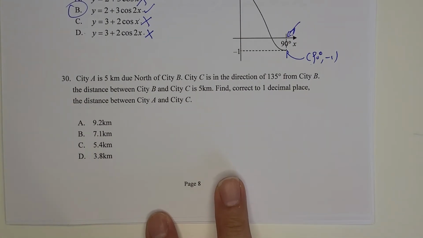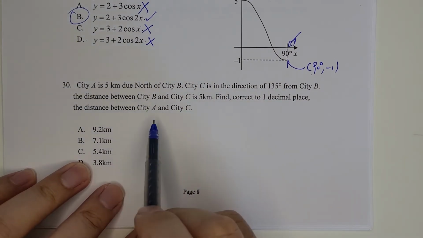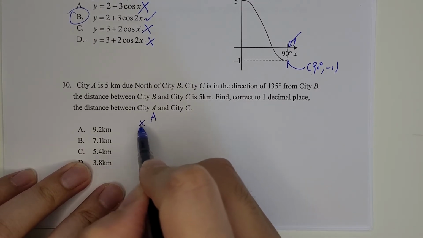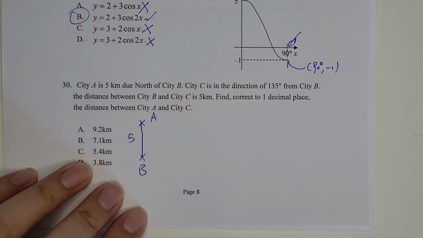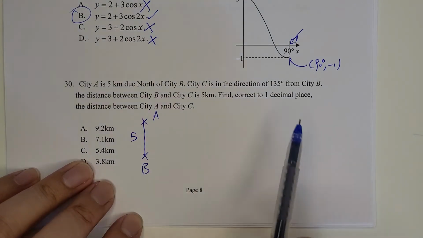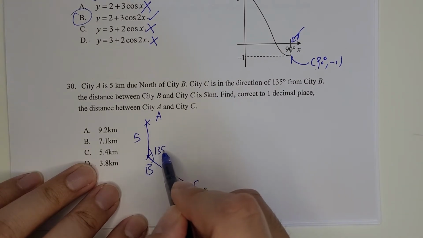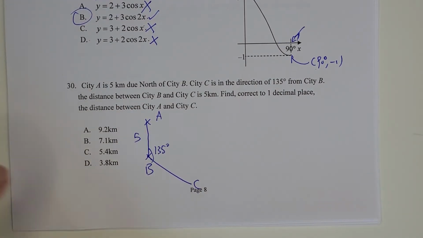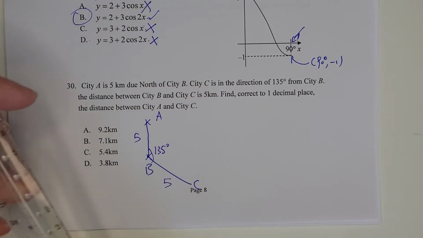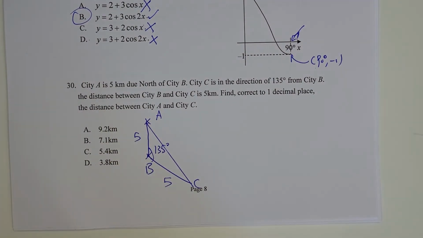Go to question number 30. City A is 5 km due north of city B. So there's something like here, B, and then A, there's due north. Okay? City C is in the direction 135 degrees from B. Something like this. Distance between city B and city C, again 5. Now you need to find the distance between A, C, okay, this one.